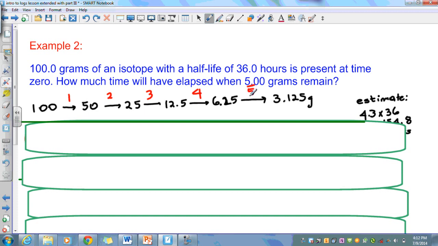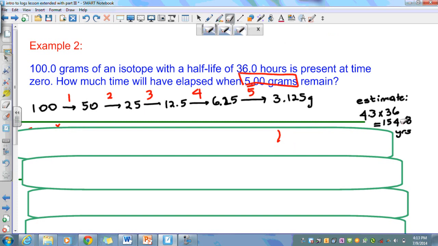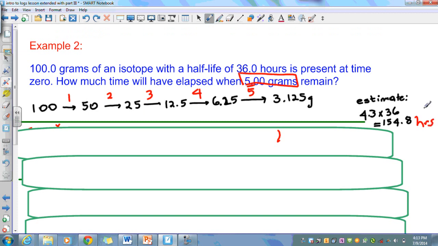So a full half-life would give you 3.125. So we're not really going full because we want to end up with 5 grams. So somewhere between 4 half-lives and 5 half-lives. I'm just going to estimate very, very roughly 4.3. You could try 4.4. Again, remember, this is a very rough estimate, but all we're saying is about 4 point something. And each half-life is 36 hours. So 4.3 half-lives, multiply that by 36, and you will get roughly 154.8 hours. So that's our rough estimate, about 154 something, 150 something.